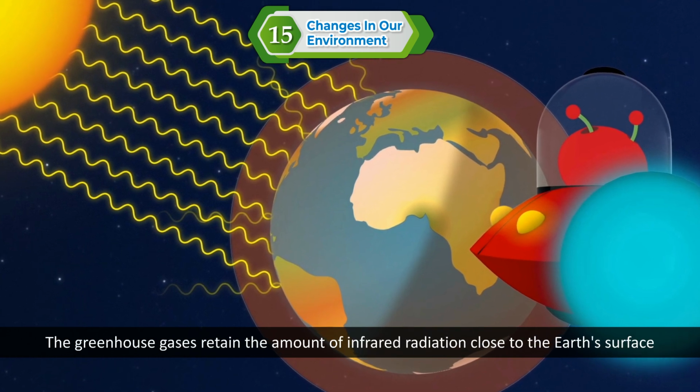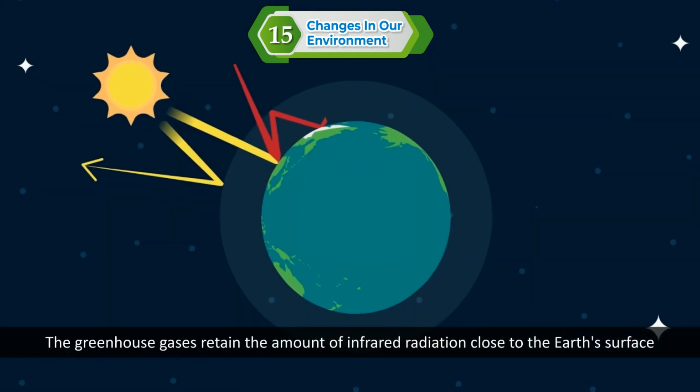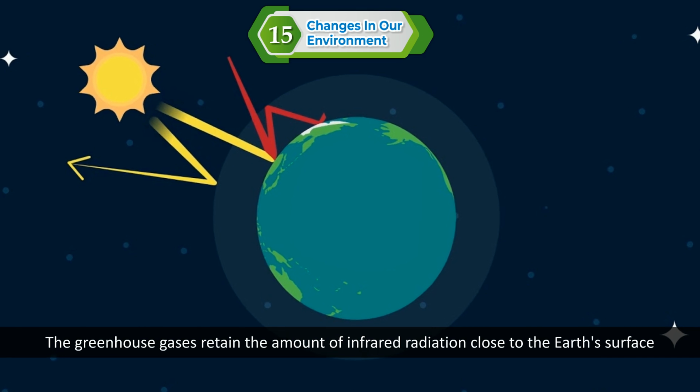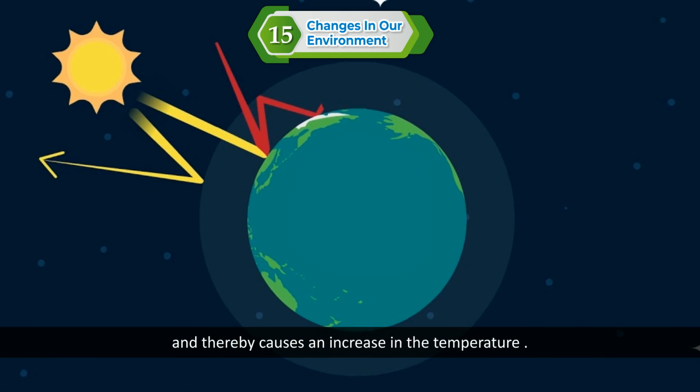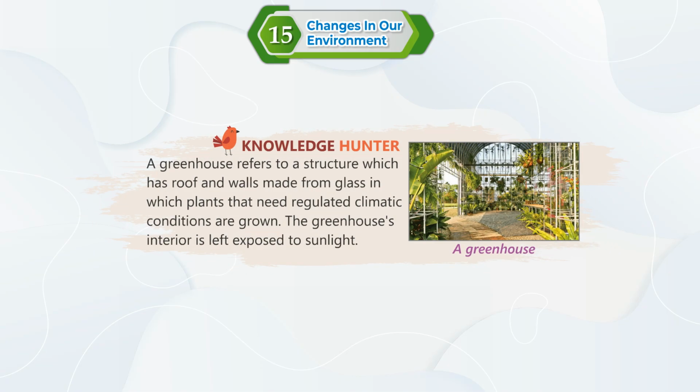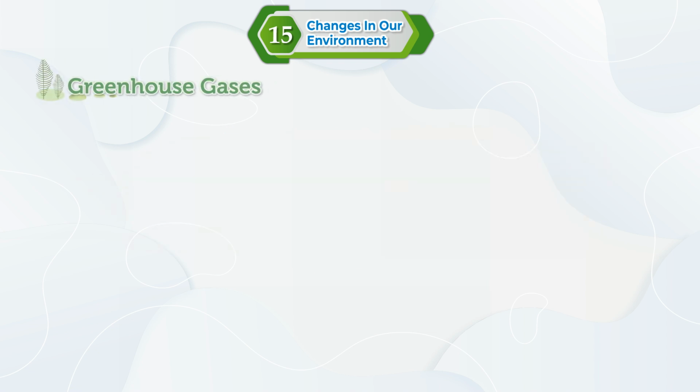The greenhouse gases retain the amount of infrared radiation close to the Earth's surface and thereby cause an increase in the temperature. Knowledge hunter. A greenhouse refers to a structure which has a roof and walls made from glass in which plants that need regulated climatic conditions are grown. The greenhouse's interior is left exposed to sunlight.